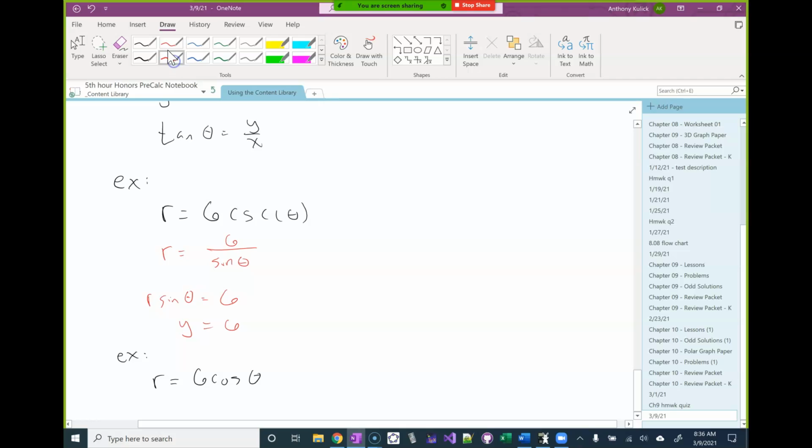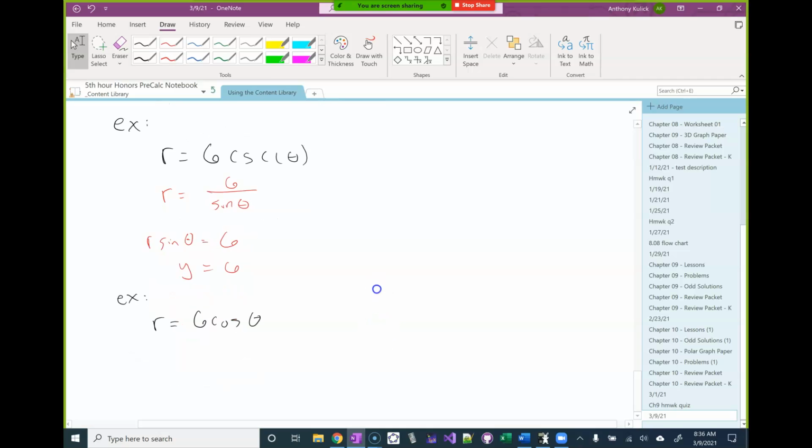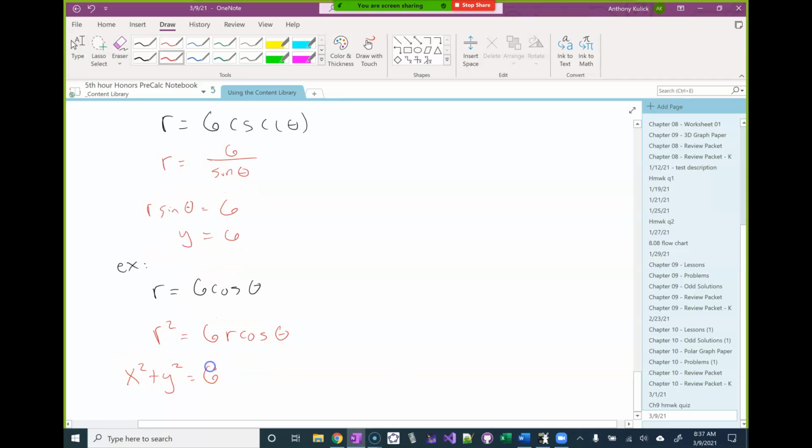So since I know that I'm going to be hunting for a circle here, since I've looked at the graph, I'm going to start by multiplying both sides of my equation by r, because I want to get an r squared, because that's x squared plus y squared. In addition, r times cosine theta is just x. Is everybody okay so far? I'm just writing on the right-hand side what it is that I did, just for clarity's sake.